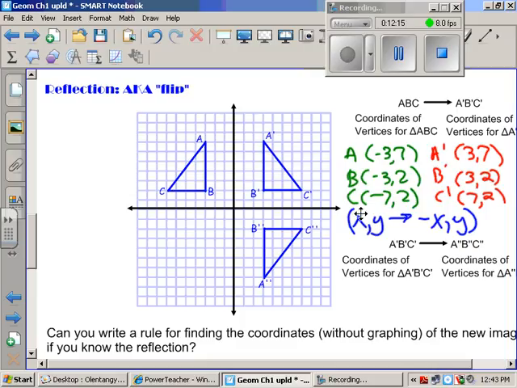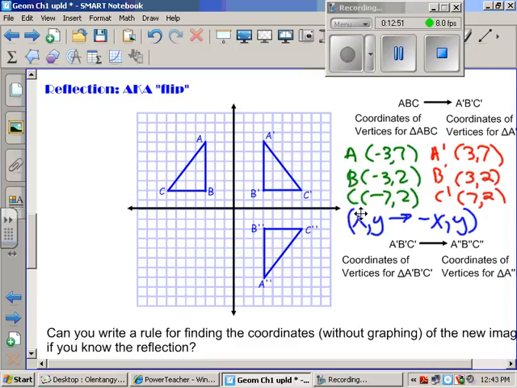This is the y-axis. So is the level of the y changing? No. But look, if this is the x-axis, the x's are going from here over to there. So the x's are changing, even though we're reflecting across the y-axis, it's the x's that are changing. Sometimes I think that seems counterintuitive, but even though we're reflecting across the y-axis, it's the x's that are changing.